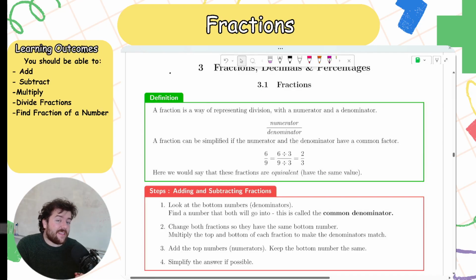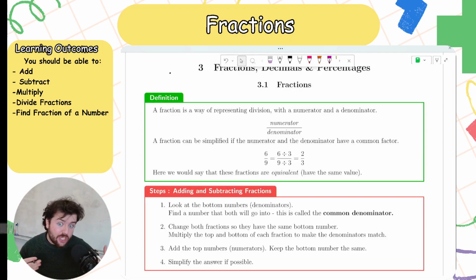Hello, everybody. Okay, so in this video we are learning about fractions. We're going to learn how to add fractions, subtract fractions, multiply fractions, and divide fractions. You should know basically what the idea of a fraction is from primary school.